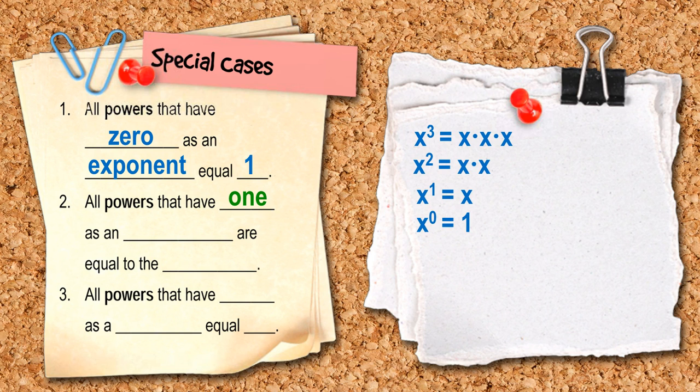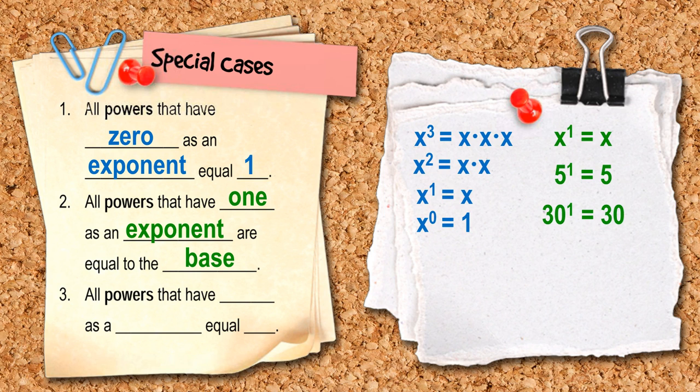The second special case, all powers that have 1 as an exponent are equal to the base. This is pretty self-explanatory. If your base is x or 5 or 30, the base is what's being multiplied. The exponent tells you how many times. Well, if the exponent's 1, you're just going to write whatever the base is 1 time. So x to the first is x. 5 to the first is 5. 30 to the first is 30.